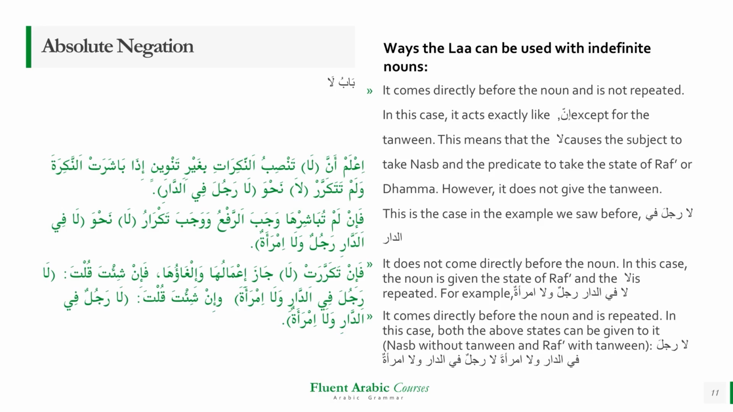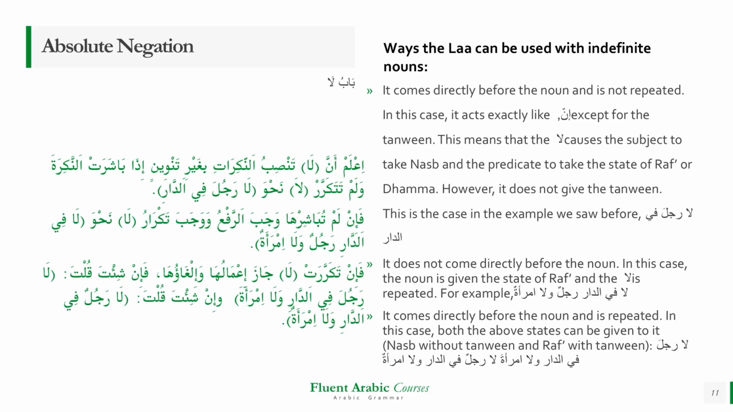There are some rules associated with this kind of negation. Let's see what they are. اعلم أن لا تنصب النكرات بغير تنوين إذا باشرت النكرة. The la gives the state of nasab to the nakira, to the indefinite noun, without the tanween, just like inna does. But there are a few conditions for this. إذا باشرت النكرة. If the la comes directly in front of the indefinite noun.